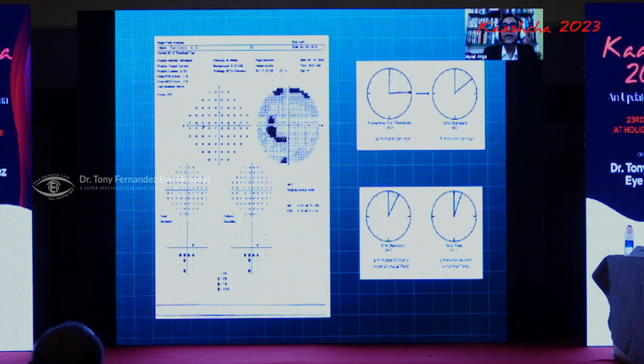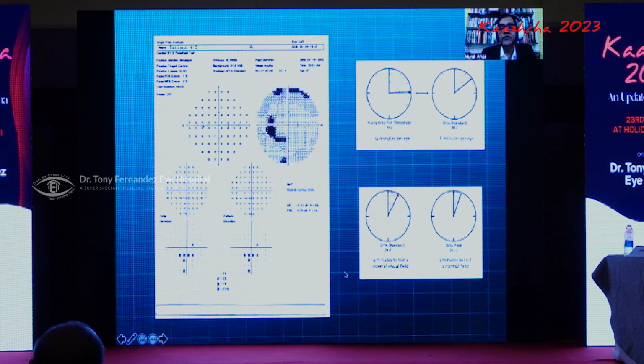So the time required for a test with the 30-2 full threshold is about 14 minutes. The SITA Standard will take about 8 minutes. The SITA Standard 24-2 takes about 4 minutes, and the SITA Fast takes about 2 to 3 minutes. So depending on the patient's ability and understanding of previous tests, the perimeter, you can decide which one to do. But if you're given one default test you really want to do for almost every patient in your glaucoma practice, you can probably use the 24-2 SITA Standard.